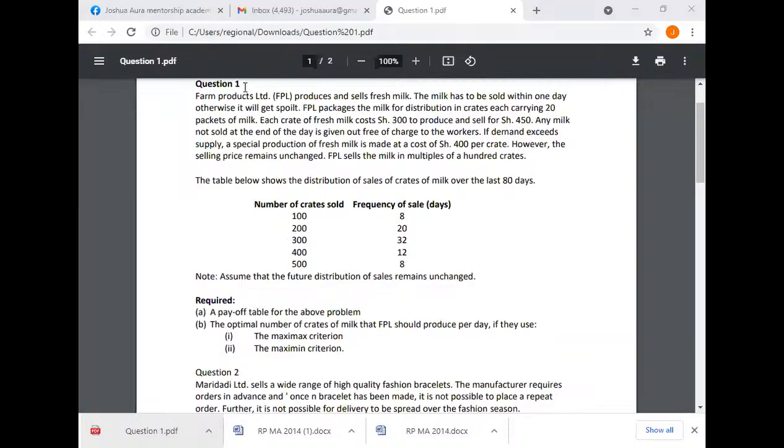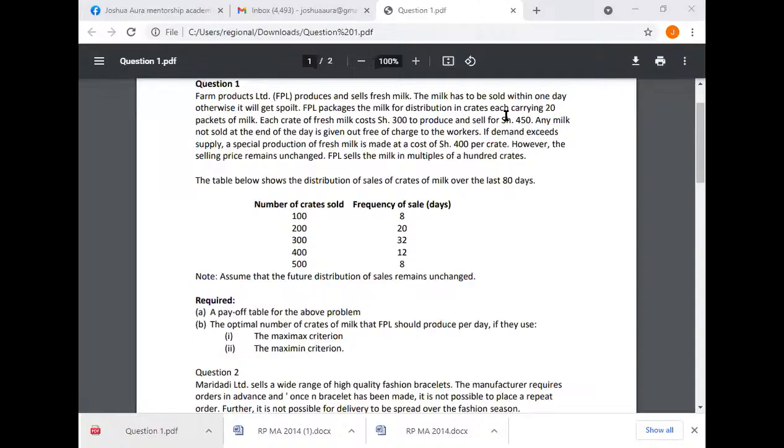We are told Farm Products Limited produces and sells fresh milk. The milk has to be sold within 1 day. Otherwise, it will get spoiled. FPL packages the milk for distribution in crates, each carrying 20 packets of milk. Each crate of fresh milk costs 300 to produce, and it sells for 450, quite a good profit margin, 150 shillings per crate profit. Any milk not sold at the end of the day is given out free of charge to the workers. This is quite a bad policy.